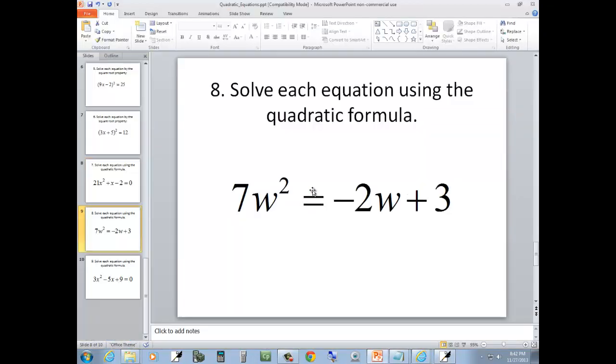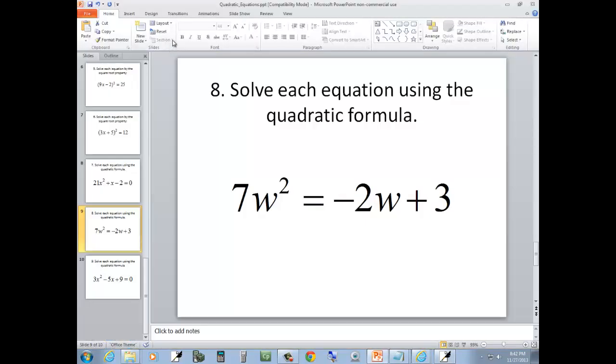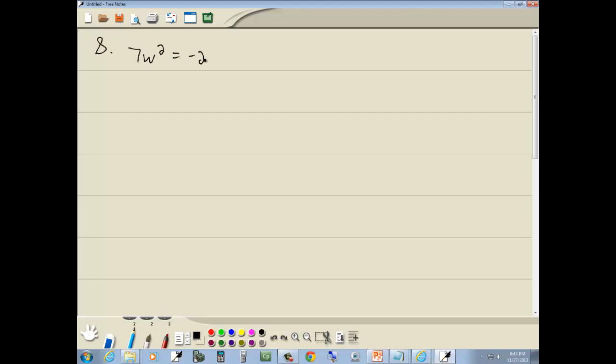Okay, let's look at another one. Different variable, but same idea. We got 7w squared is equal to negative 2w plus 3. Now we can't use the quadratic formula yet because we don't have 0 on one side. Well, that's easy. I'll take negative 2w over to the left side, and I'll take the 3 over to the left side.